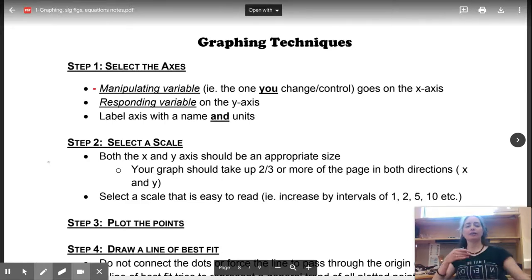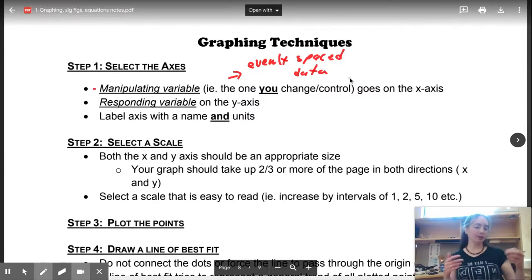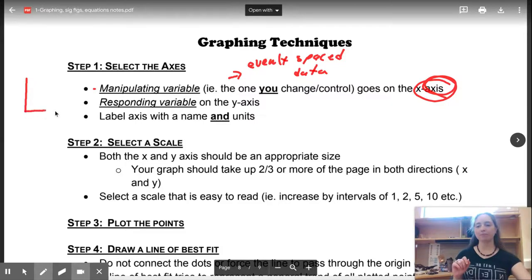Now, the tip with this one for when it comes to your questions is your manipulated variable is going to have evenly spaced data. So, for example, 10, 20, 30, 40, 50. You've controlled that data. You've made sure that every piece is 10, 20, 30, 40, 50. So that always goes on the x-axis. Now, remembering back from graphing, that's your x, that's your y. Your responding variable, that goes on the y.